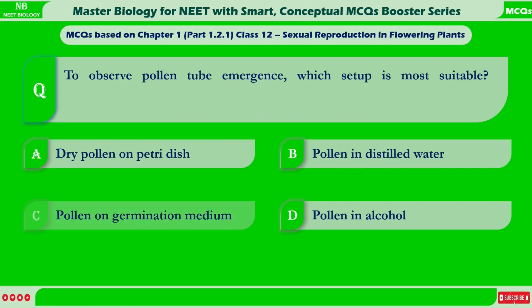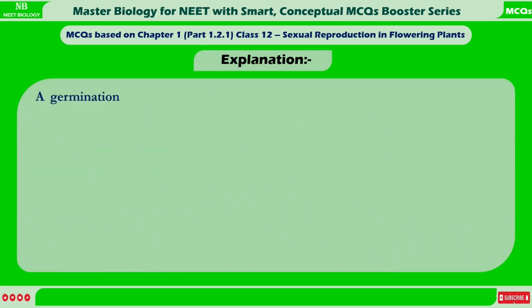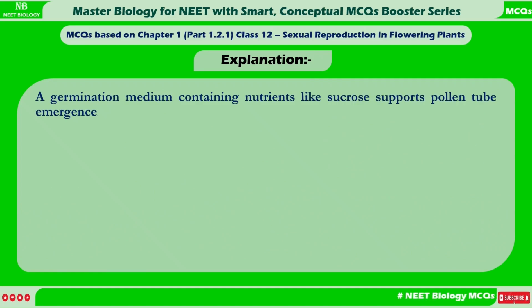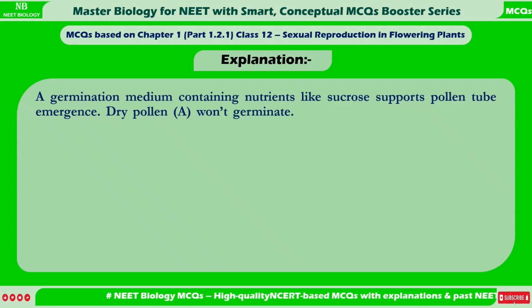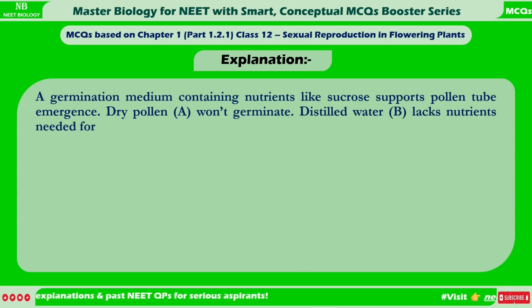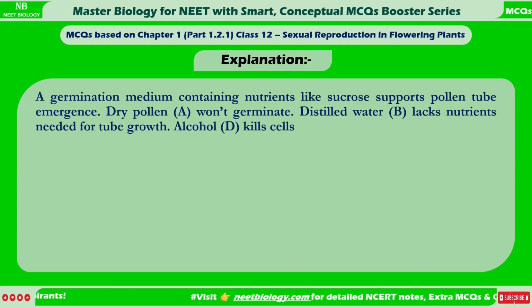Correct answer is C, pollen on germination medium. Explanation: a germination medium containing nutrients like sucrose supports pollen tube emergence. Dry pollen, A, won't germinate. Distilled water, B, lacks nutrients needed for tube growth. Alcohol, D, kills cells, so pollen can't germinate.